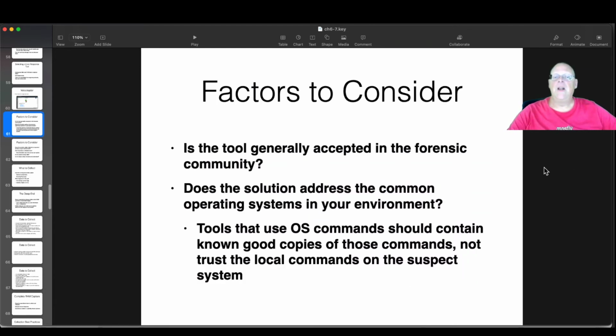So you want to see if your tool is generally accepted. Does it really cover the operating systems you have? If you're going to use operating system commands, this book recommends using a copy of those commands, not trusting the version of the commands that's on the system. That's an interesting idea. It's probably a good practice. I know Velociraptor does in fact use those tools, and so do the scripts I've run. I never worried about that, but they're right. That might in principle be a good idea.